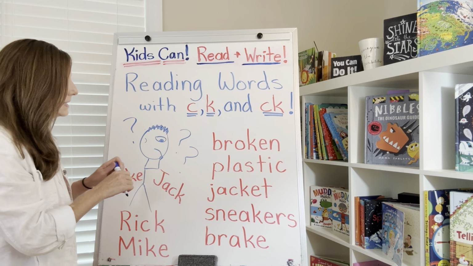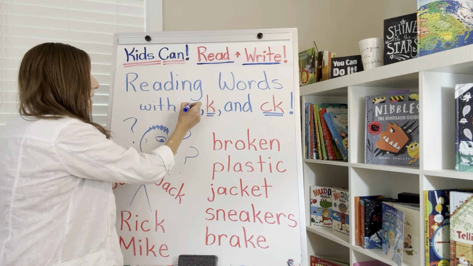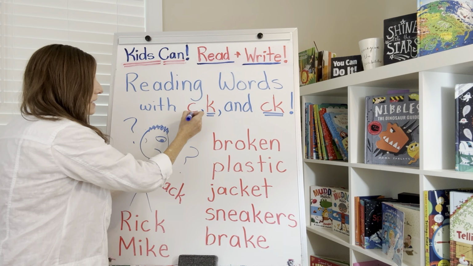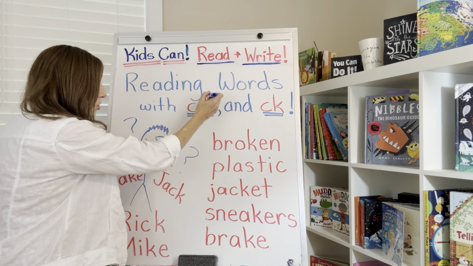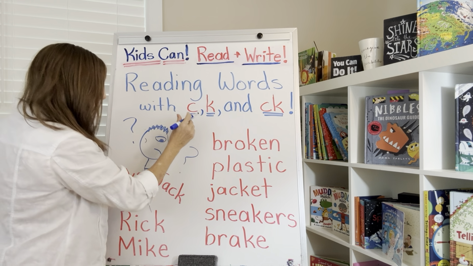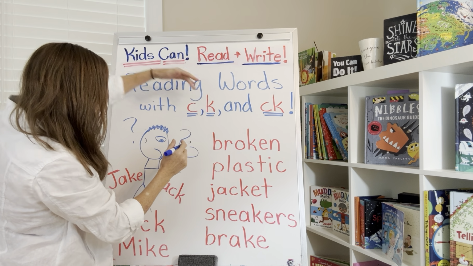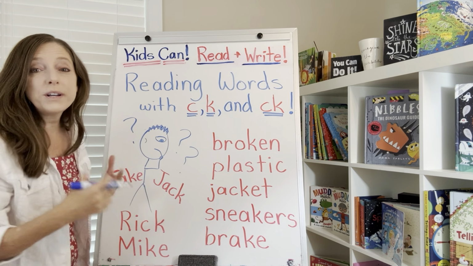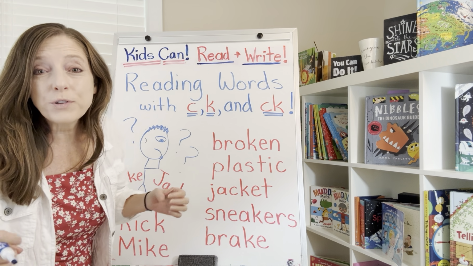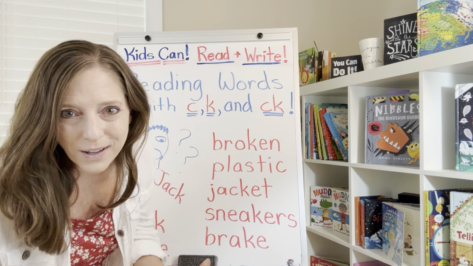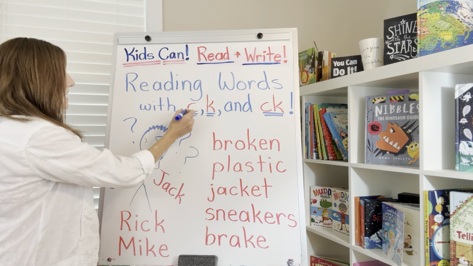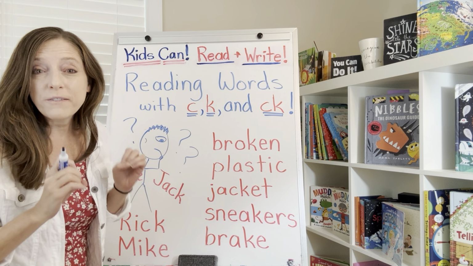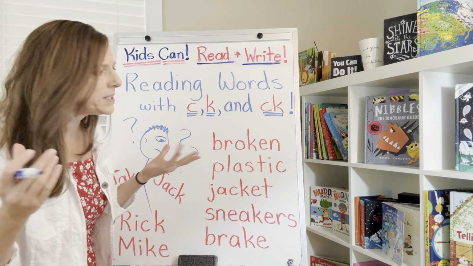So basically, you want to think about C as the short K sound. See how K is tall and C is short, right? C is half as tall as K. C is the short K and it comes after short vowel sounds, okay? We use C after short vowel sounds. What are short vowel sounds?